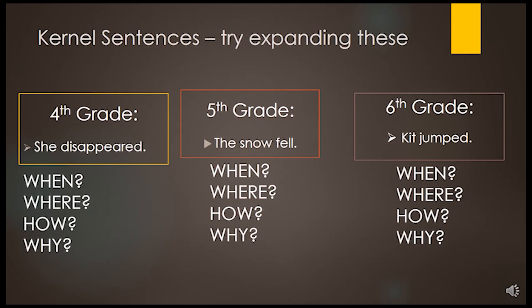Now, fourth grade, first you have to decide who she is. Maybe it's Mrs. Dobbs and the lightning thief, or maybe it's someone else. Maybe she is a family member of yours. For fifth grade, have you ever seen snow fall? Maybe you could think about the snow in Narnia. In sixth grade, when did Kit jump? Where was she? Why did she jump? Fill in at least 3 of the question words below your kernel sentence now.